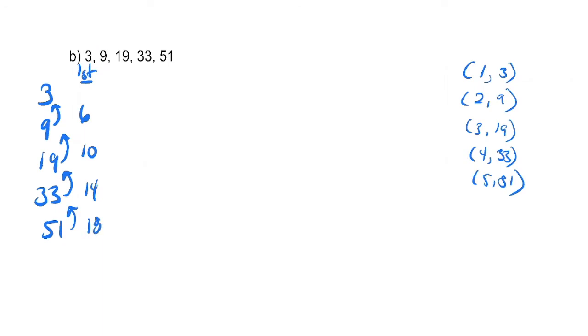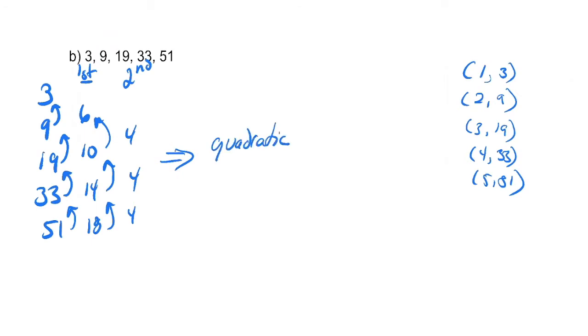And then let's look at the second differences. Hopefully they converge. So 10 minus 6 is 4. 14 minus 10 is 4. And 18 minus 14 is 4. So they do converge eventually to a second difference of 4. Digging back into our grade 10, we realize that this is a quadratic. So here we can say that this might be a quadratic equation.